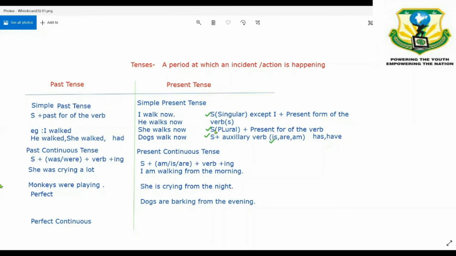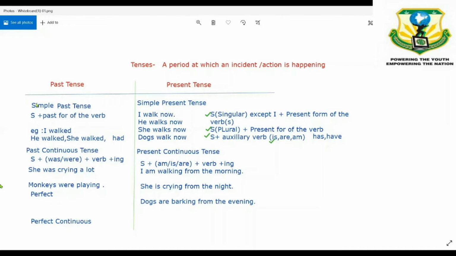If we have a subject in plural form, that is dogs, we have a lot of dogs, right? So it will have only the present form of the verb, which is walk. Dogs walk now. I walk now. Ram talks now. Sheila sings well. So these are some examples of simple present tense.